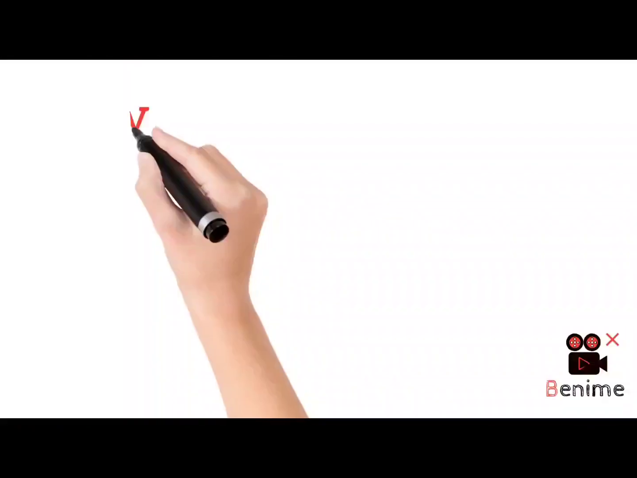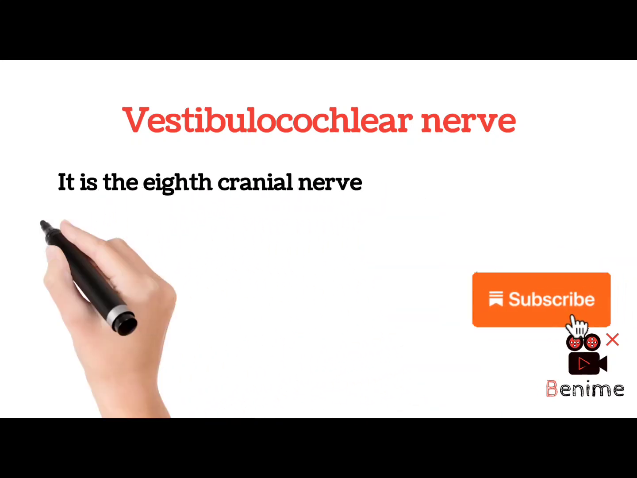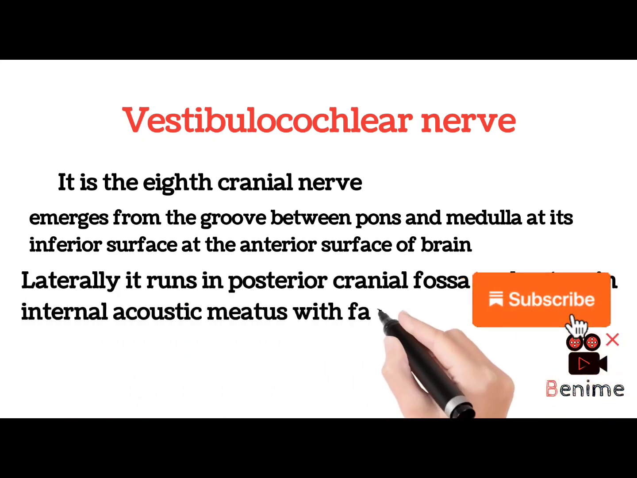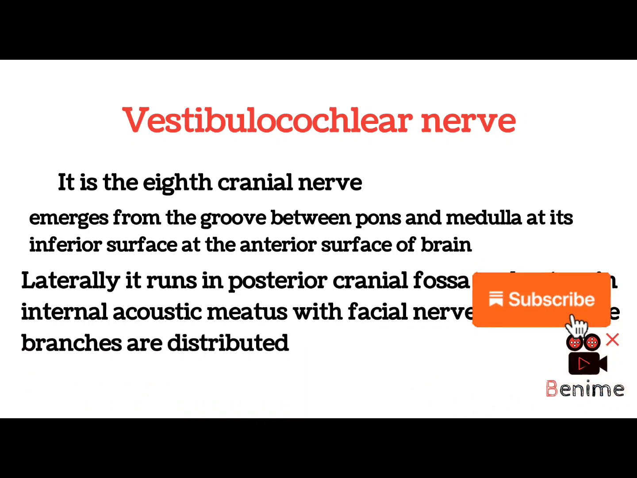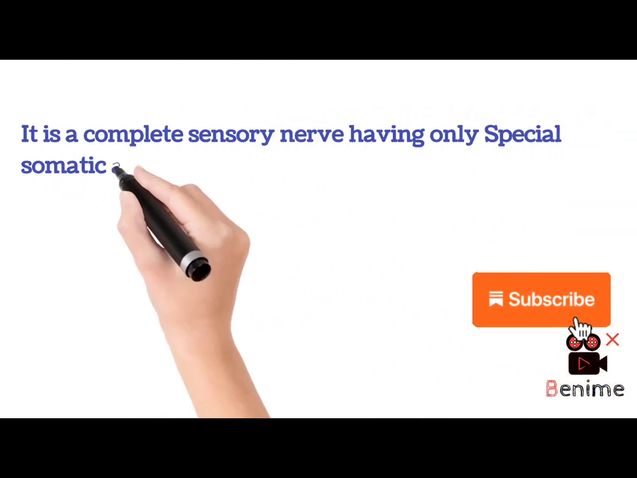Let's come to the vestibulocochlear nerve. It is the eighth cranial nerve and it emerges from the groove between pons and medulla. Between the pons and the inferior cerebellar peduncle in the medulla there is a groove, and it emerges from the anterior surface of the brain. And then it laterally goes into the posterior cranial fossa to enter the internal acoustic meatus along with the facial nerve, and there the branches are distributed.